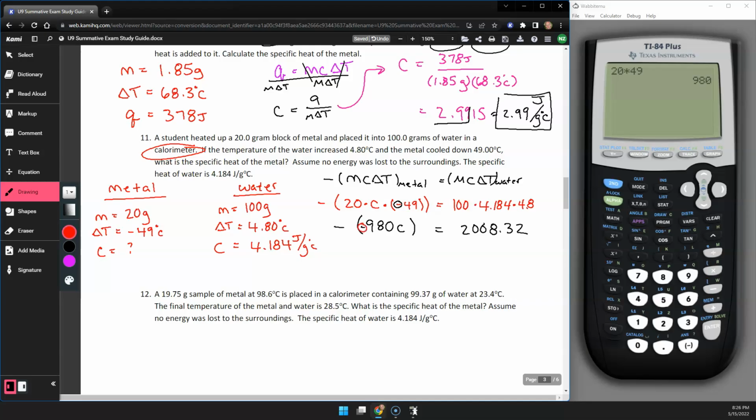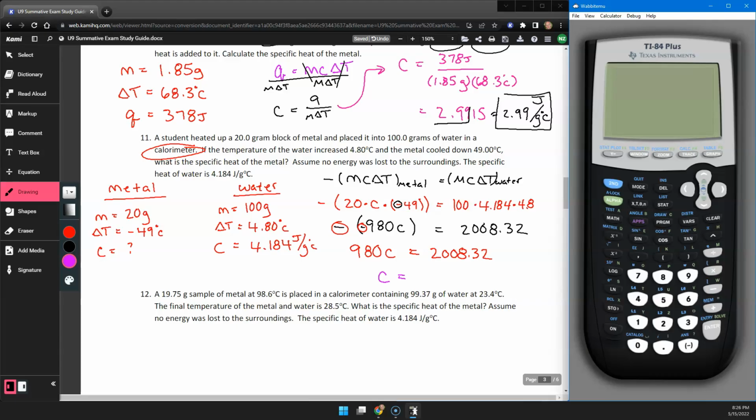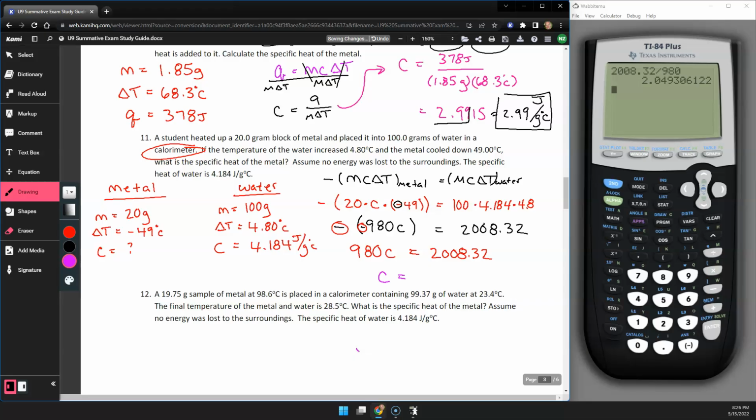If you recall from math, negative times a negative is a positive. So we're going to have 980 times the specific heat value equals 2008.32. We want to solve for our specific heat value. C equals, so we're going to want to divide both sides by that 980. So 2008.32 divided by 980, and we get 2.049. And looking at our question, we have a couple that are 4, but we have 3 sig figs. So if I'm rounding this to 3 sig figs, it's going to be 2.05. And our units are joules over grams degrees Celsius.